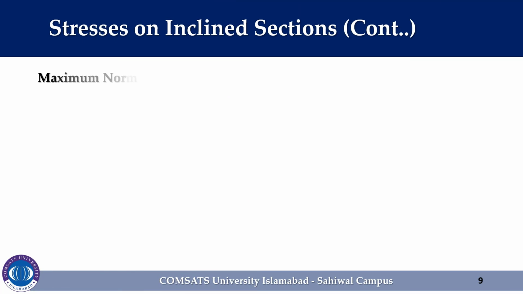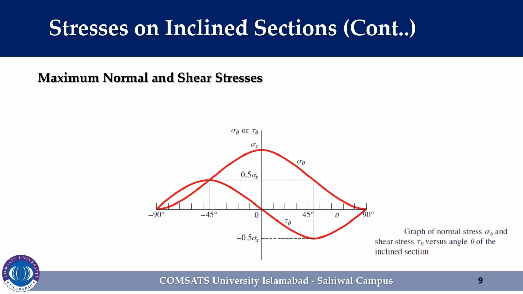Maximum normal and shear stresses. The manner in which stresses vary as the inclined section is cut at various angles is shown here in the figure. The horizontal axis gives the angle theta as it varies from -90° to +90°, and the vertical axis gives the normal and shear stresses. Note that a positive angle theta is measured counterclockwise from the x-axis and a negative angle is measured clockwise, as we already discussed in previous slides.